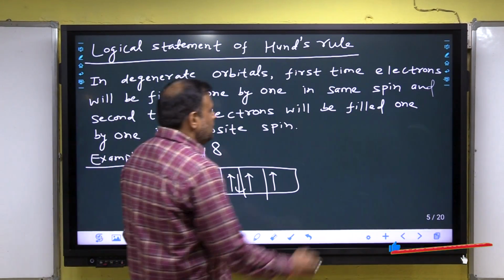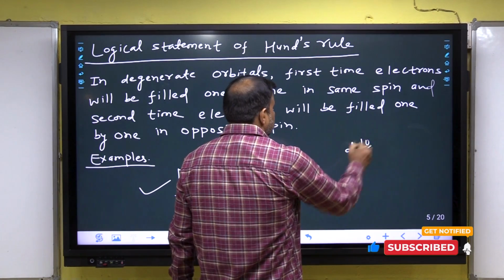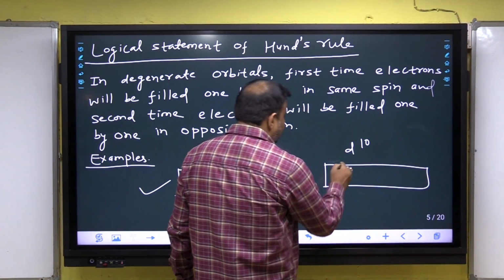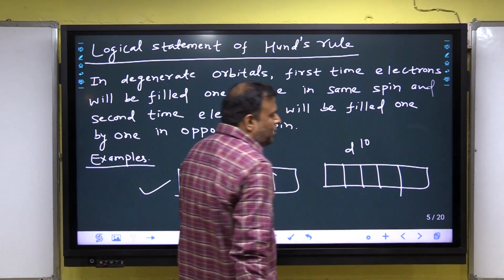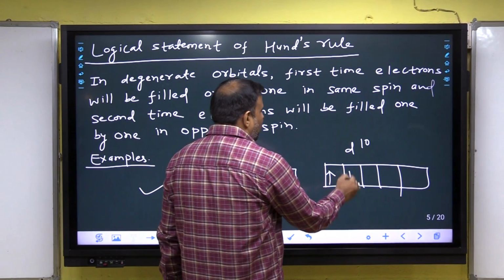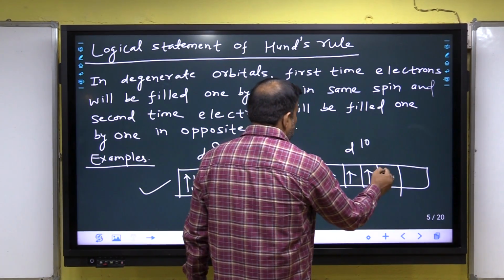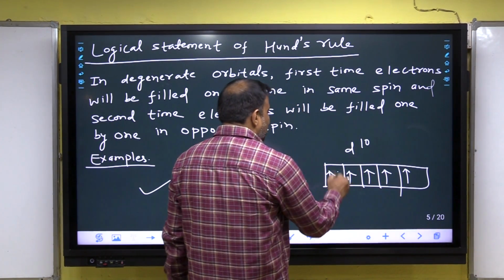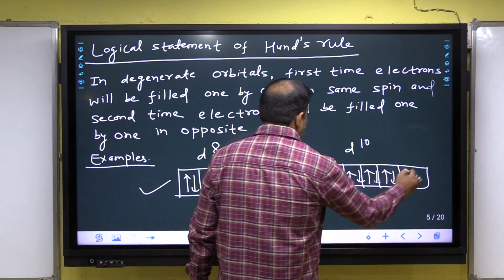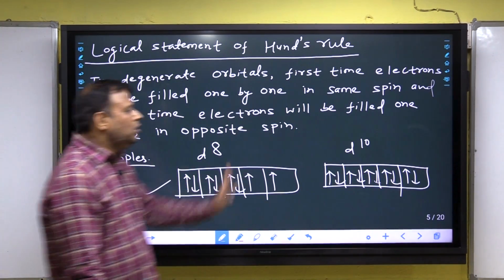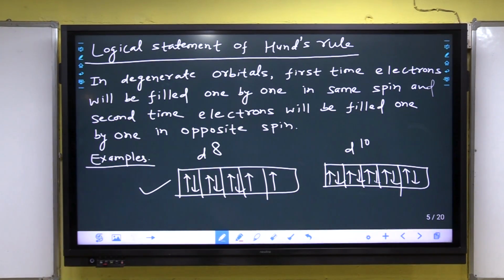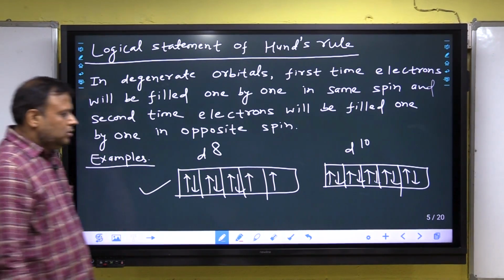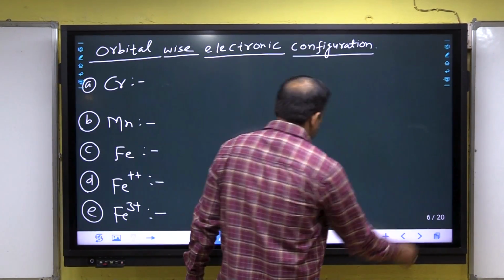Again I am repeating, for d10, we know that d has 5 orbitals, first time 1, 1, 1, and second time 1 by 1 with opposite spin, and according to Hund's rule, it is correct. Clear?